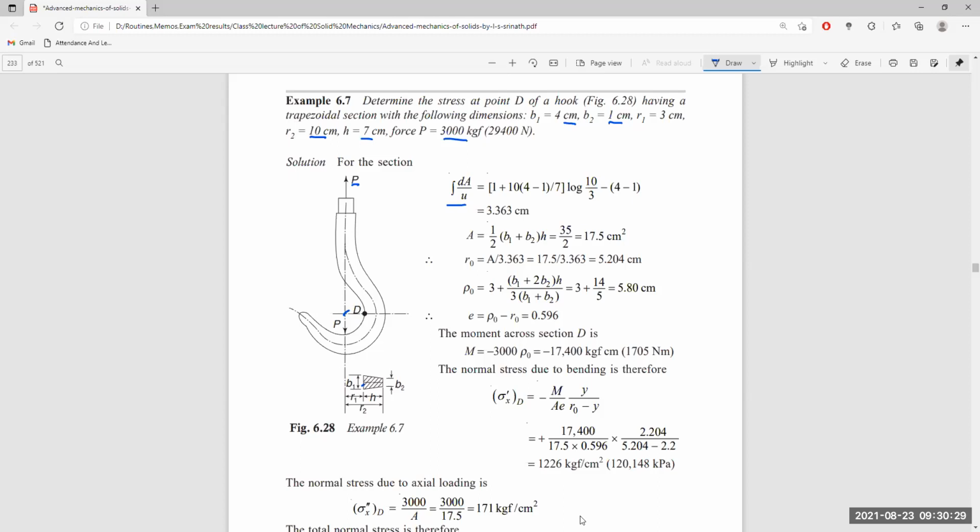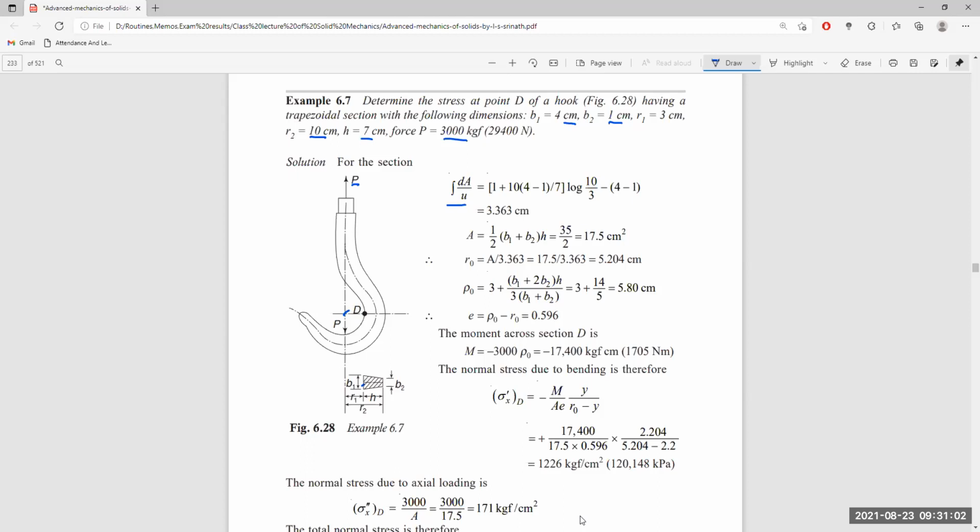So if we put all of them together, the value of the integration of dA by U is equal to 3 point, and that minus B1 minus B2, that is 4 minus 1. If we do the calculation, it will become 3.363 centimeter itself. And the cross-sectional area of this trapezoidal section is equal to 1 by 2 into B1 plus B2, multiplied by the height, that is 35 by 2, divided by 70.5 centimeter.